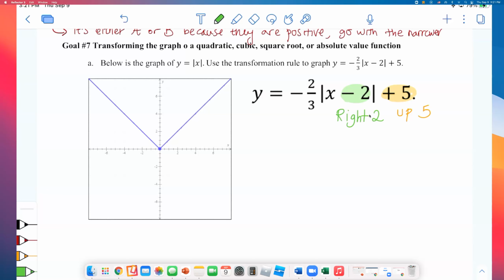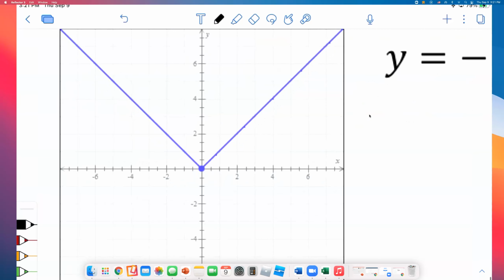This pointy point, I'm going to move it up 5. Take a look. I'm going to go up 5: 1, 2, 3, 4, 5.